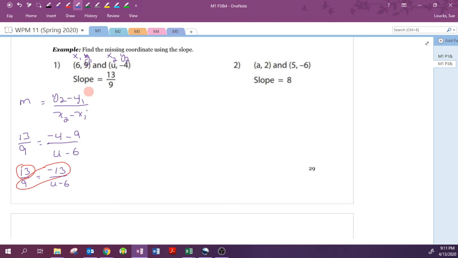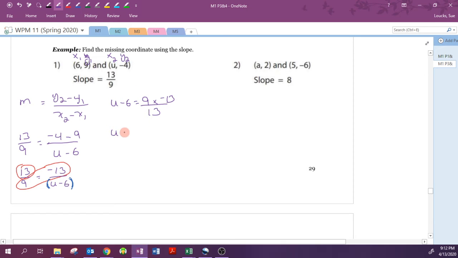One really important thing to remember is that anytime you have something with a minus or a plus, there are brackets around it. They're invisible. We don't bother writing them down, but they're there. So remember they're there, because that's really important. Now, what we're going to have is that u minus 6 equals 9 times negative 13 divided by 13.